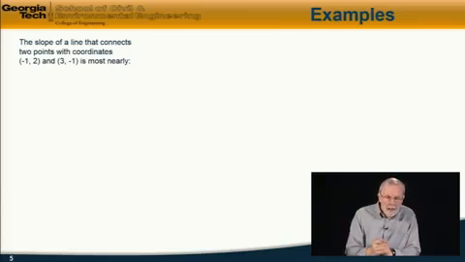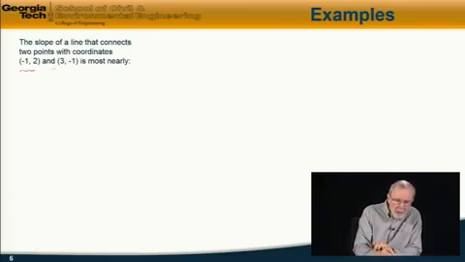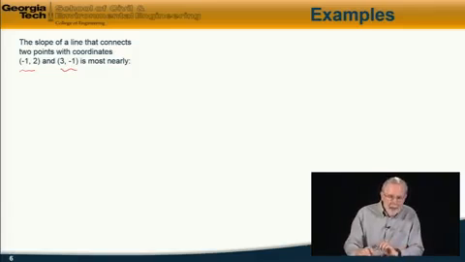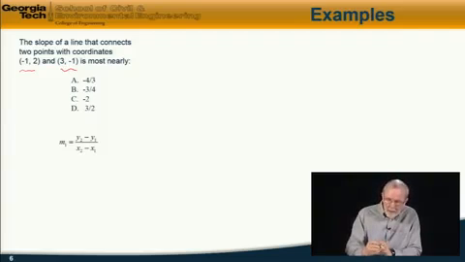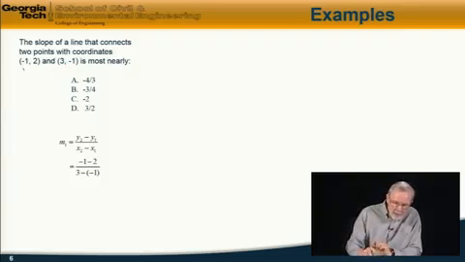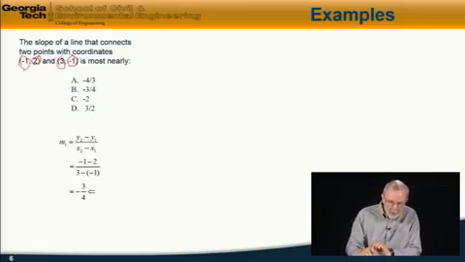So let's do an example on that. Question is, the slope of a line that connects 2 points with coordinates minus 1 and 2 and 3 and minus 1 is most nearly which of these alternatives? So we can compute the slope from this equation that we had on the previous slide, y2 minus y1 divided by x2 minus x1. So that is therefore equal to y2 is minus 1, y1 is 2, and in the denominator x2 is 3 and x1 is minus 1. So the answer, the slope, is minus 3/4, and the answer is B.